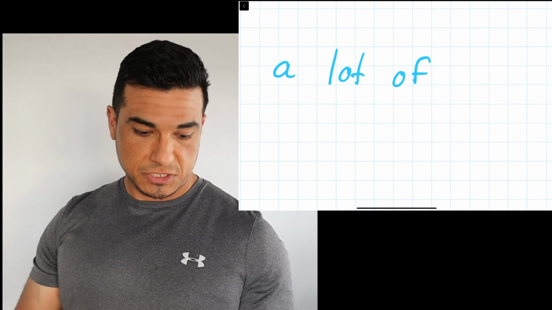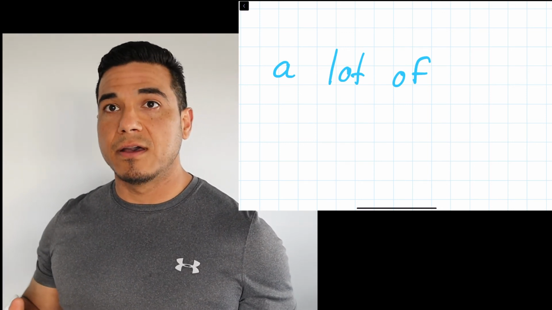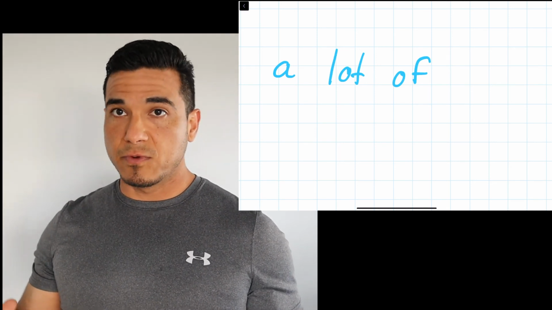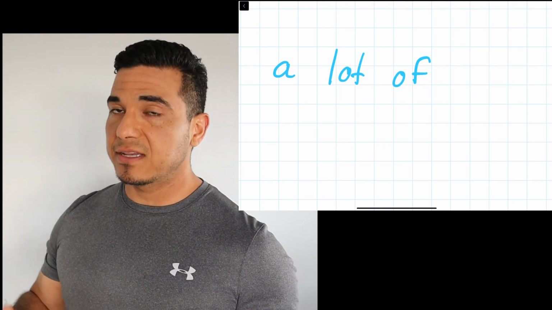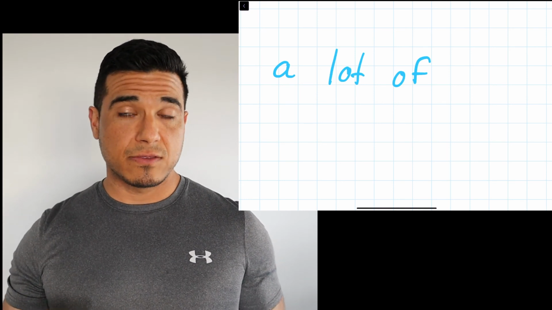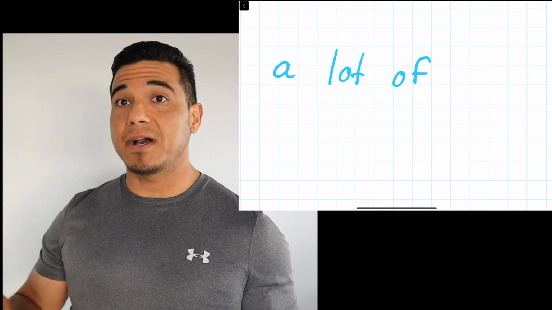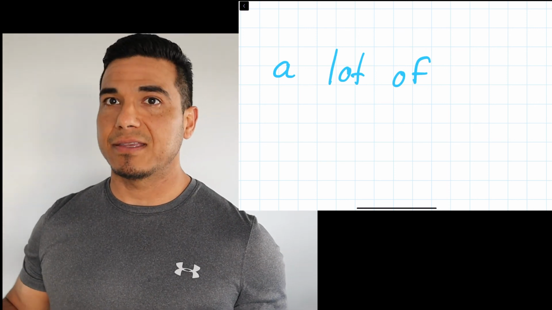So this was just a brief tutorial on the expressions too much and too many, referring to their nouns in a negative context. And of course, we have the third expression, which is a lot of, which refers to its nouns in a positive light, a positive context.